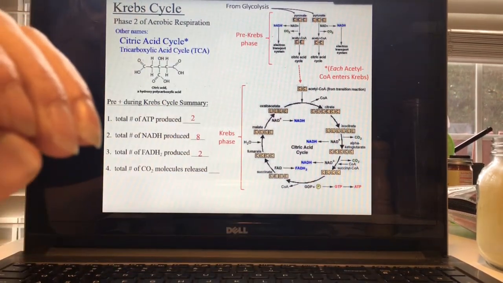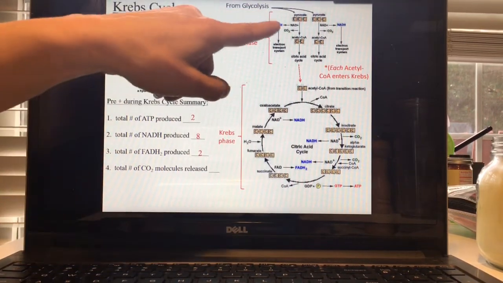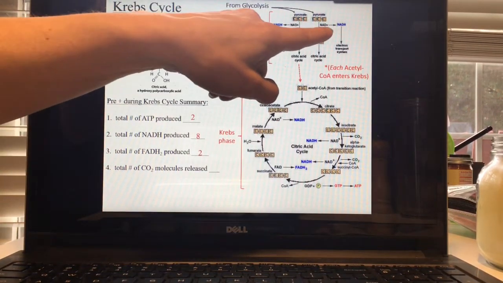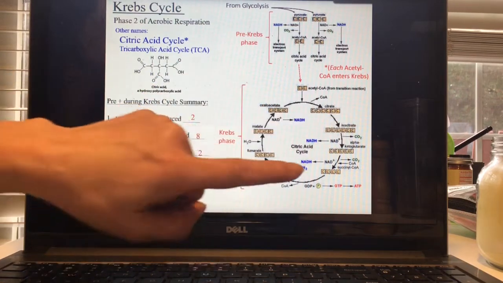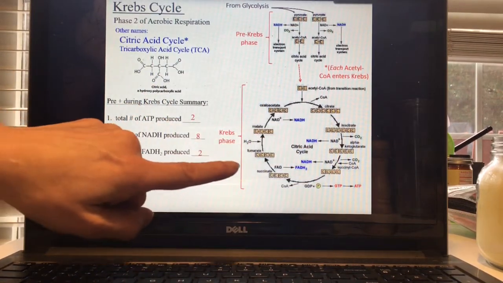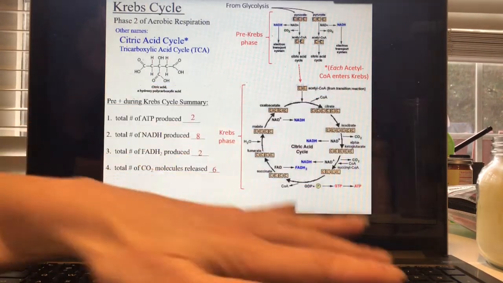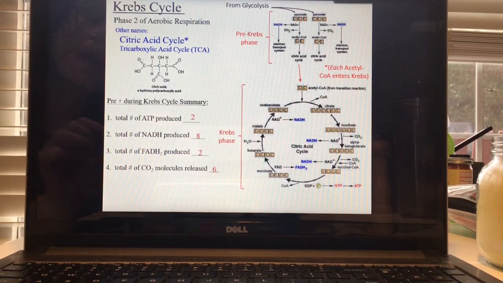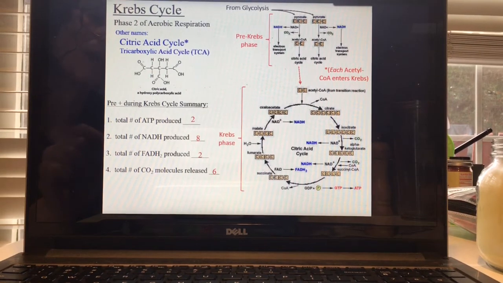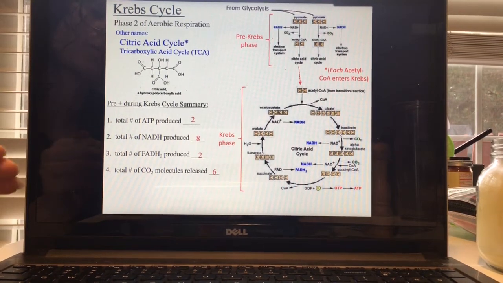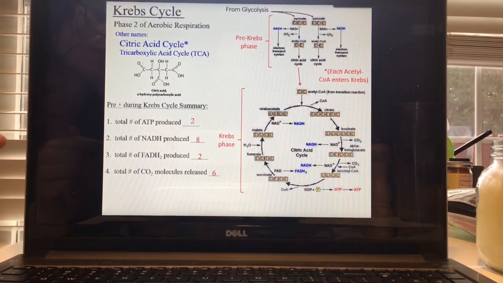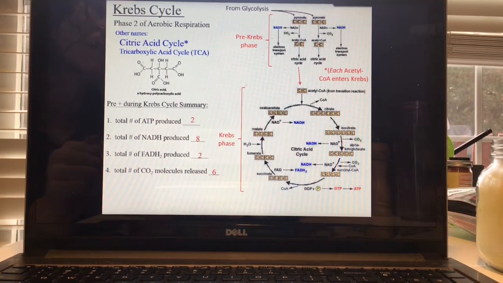And then the total number of carbon dioxide released, if we count the transition reactions, we have 1, 2, 3, 4, 5, 6, and that's it. And if you remember that all of the carbon dioxide that's made during aerobic respiration is produced during the Krebs cycle, it will be easy for you to remember how many CO2 are produced, because there are 6 carbon in a glucose and 6 1-carbon molecules are produced when it's completely broken down.